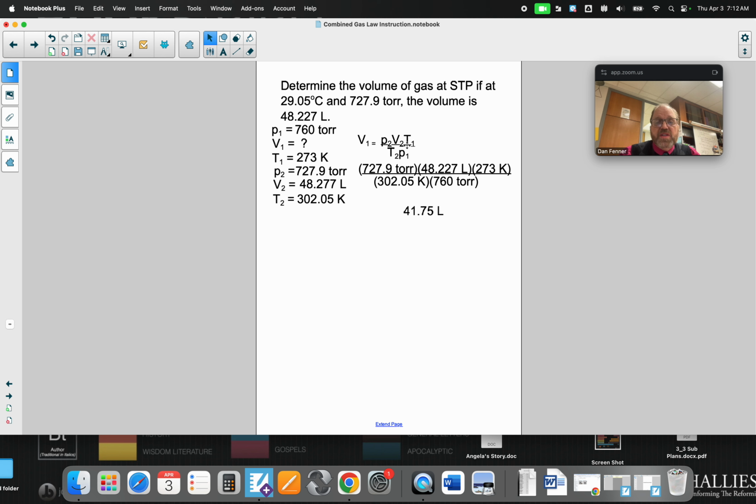V1 is P2, V2, T1, crossing the values up as we go. Put our values in. Answer is 41.75 liters. All right, awesome. Hopefully that wasn't too bad.